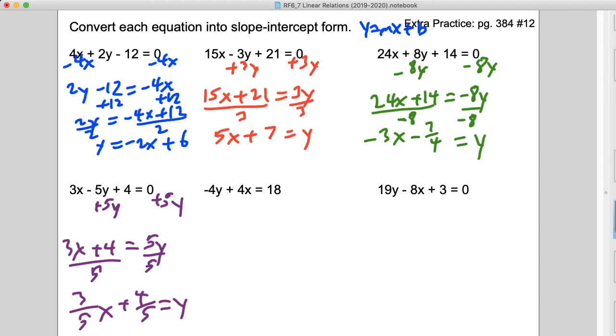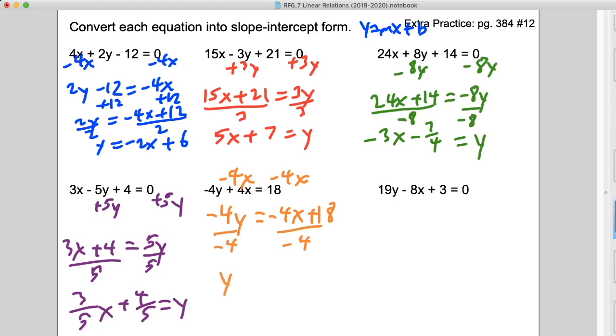This next one, we got negative 4y plus 4x is equal to 18. So I'm going to keep that y on the left side. So I'm going to subtract 4x from both the left and the right hand sides. Negative 4y is equal to negative 4x plus 18. And then divide both sides by a negative 4, divided by negative 4, divided by negative 4.